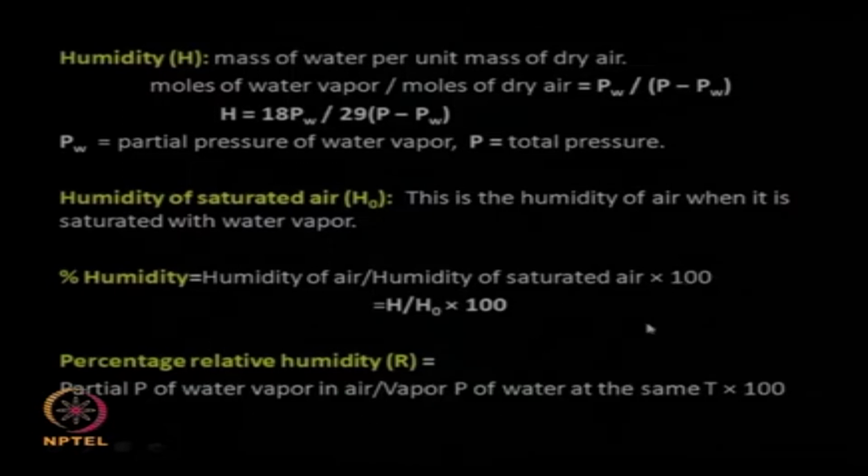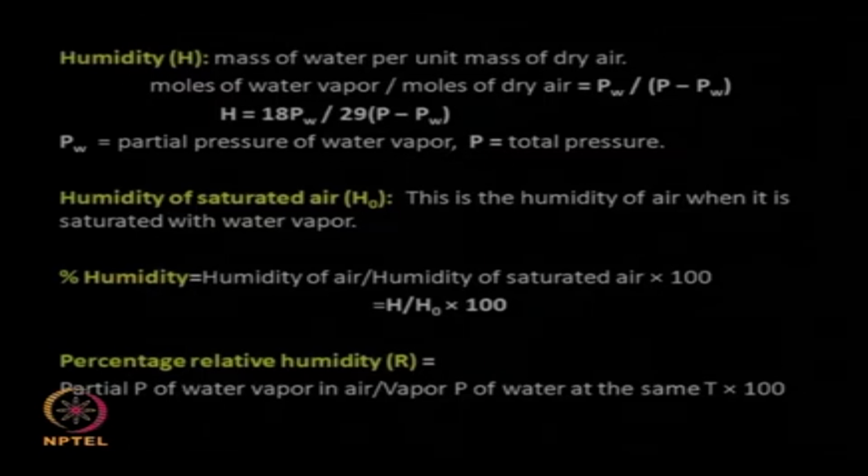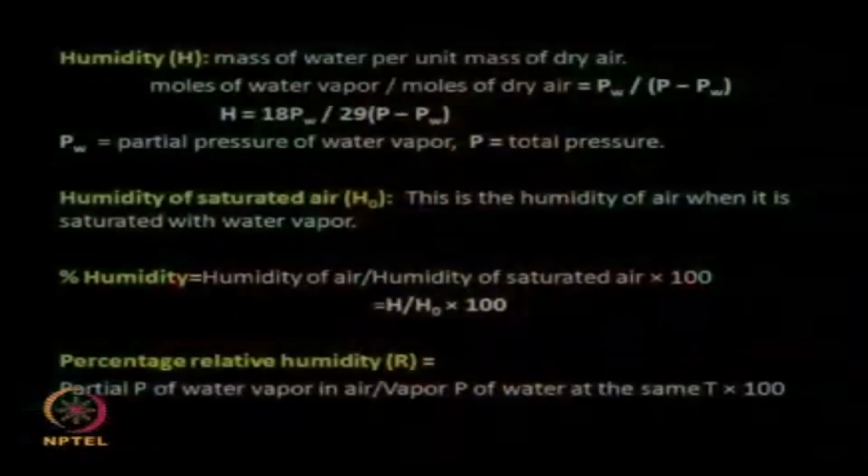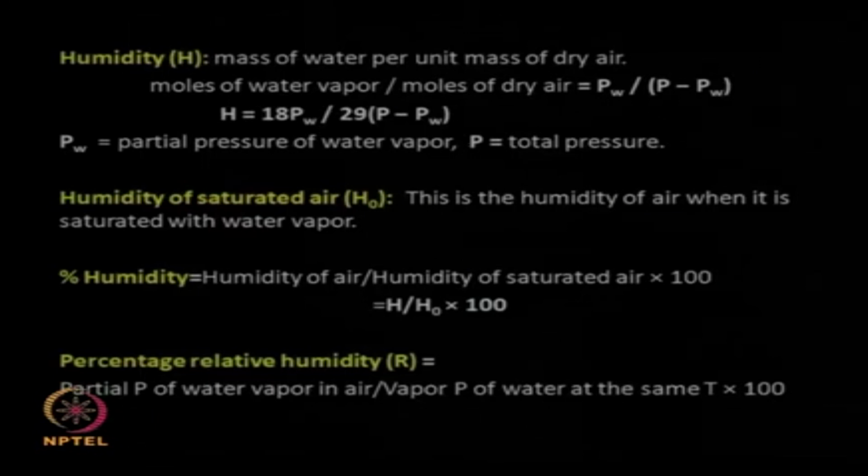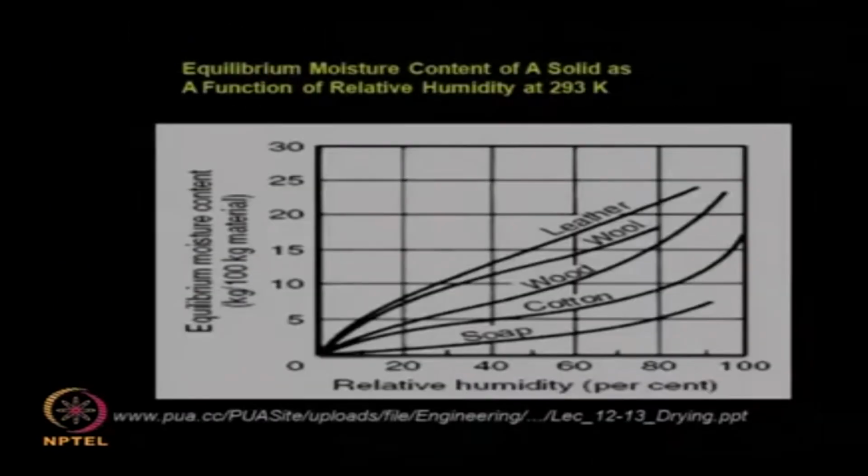So this is a very important term which tells you how much water is present in air and how much more the air can take up. So if the percentage relative humidity is nearing 100, that means it will not be able to take up any more water. So these are important terminologies one should know if one wants to understand the concept of dry air, wet air, bound moisture, unbound moisture and so on.